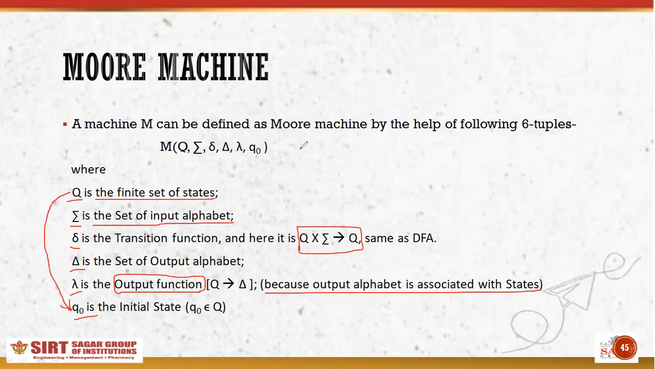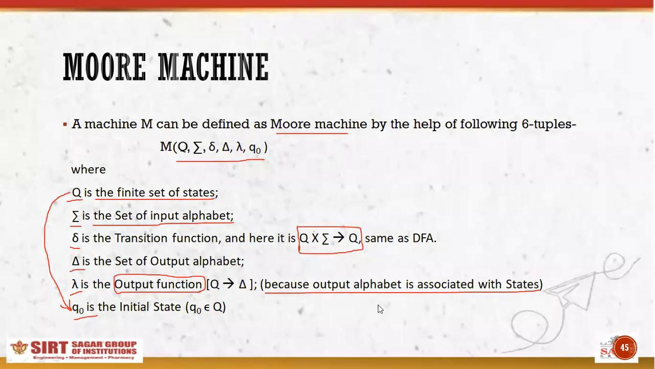One more difference you can observe here is that this machine does not consist of a set of final states. Why so? Because we do not have to check the validity of any string. We do not have to accept or reject some string here. So there is no role of final state here. We have to compute some function, or we have to calculate some output for some string. So there is no need of a final state here. So that is why F is omitted from here. So these 6 tuples will constitute a Moore machine for us.